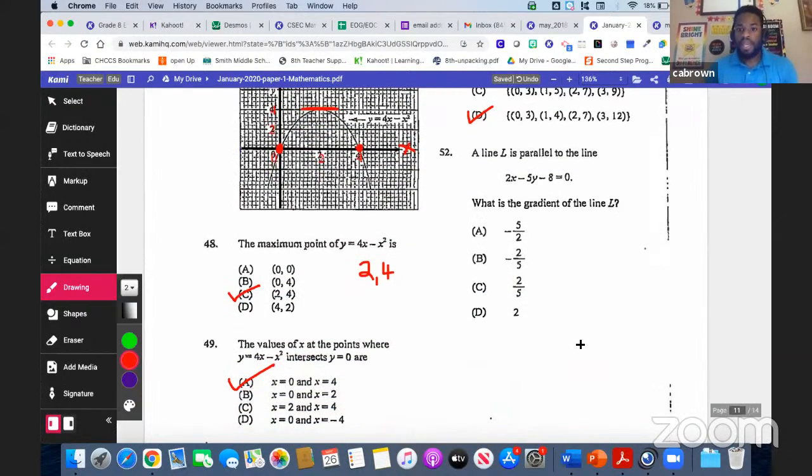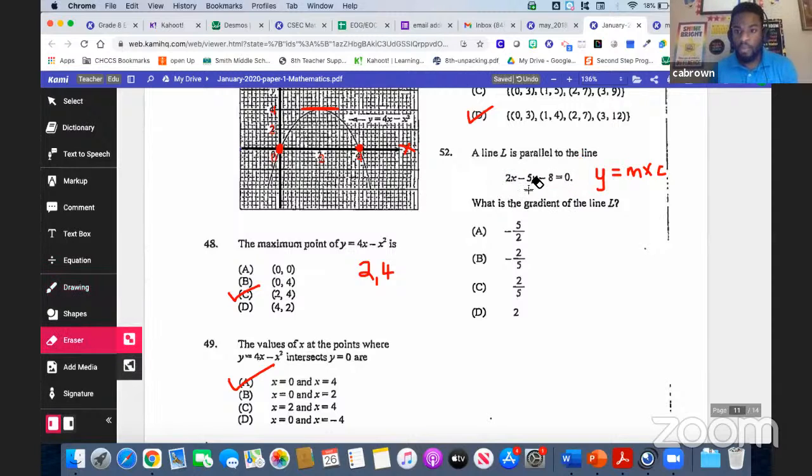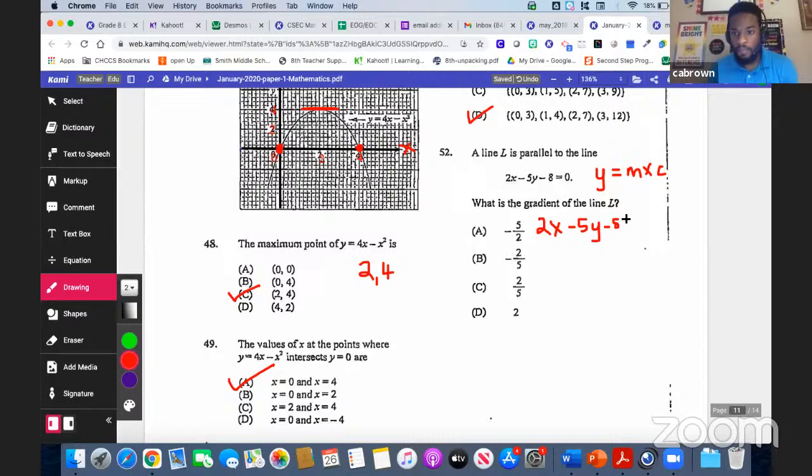52. A line L is parallel to the line 2x minus 5y minus 8 equals 0. What is the gradient of the line? We can't tell the gradient as it is right now. We have to put it in the form y equals mx plus c. And in order for us to do that, y must be by itself. So the aim is to get y by itself.